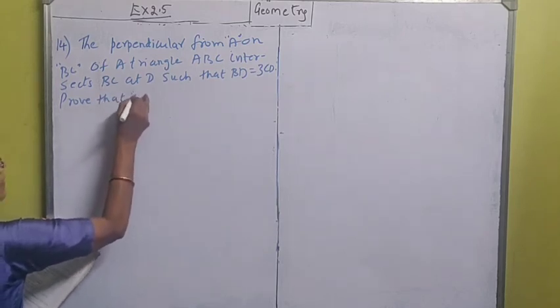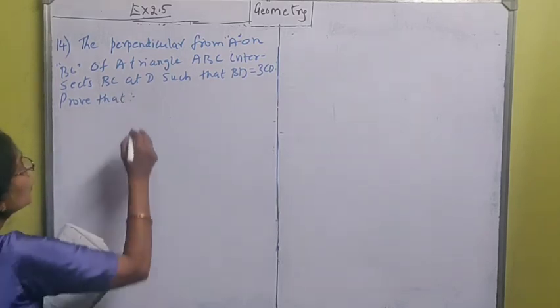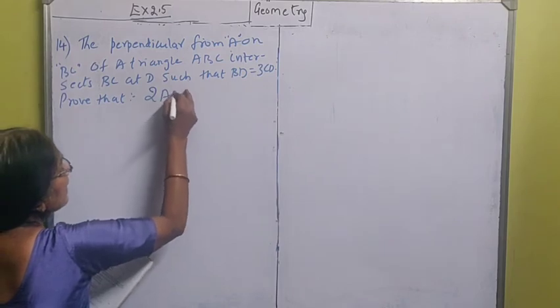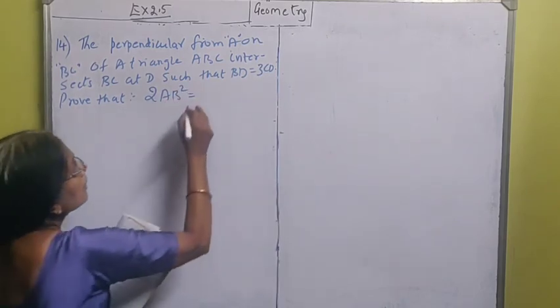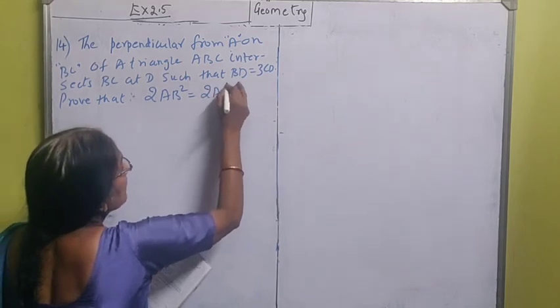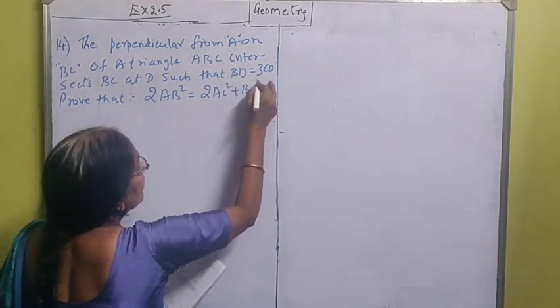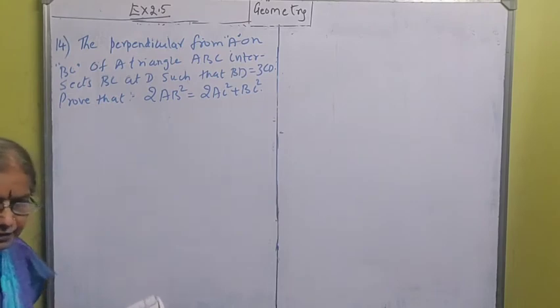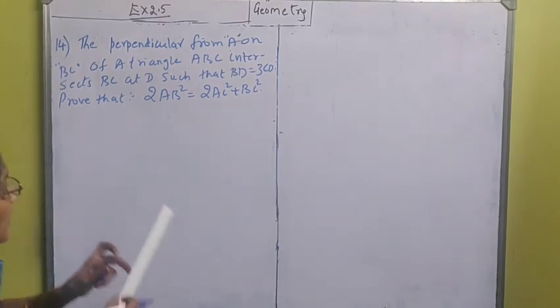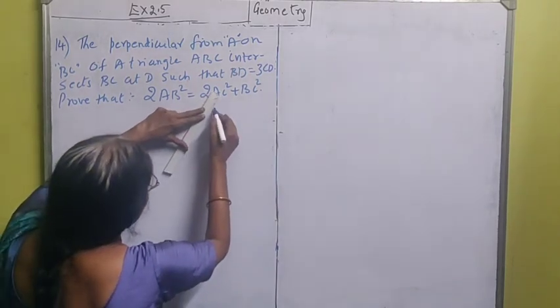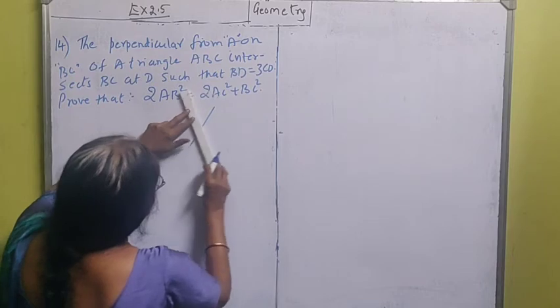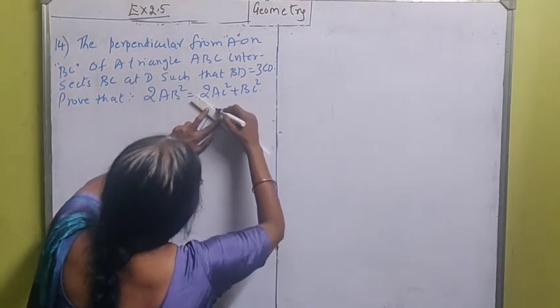Prove that 2AB square is equal to 2AC square plus BC square. What is the diagram given? Let us see. ABC is a triangle. Just a triangle is given.